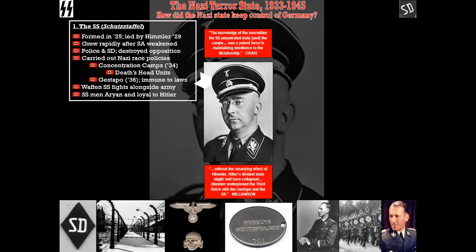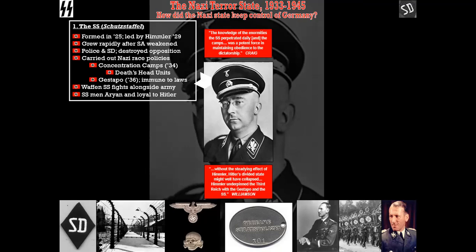By now, you should be guessing about one of those images and where they go. The Gestapo, the Geheimstaatspolizei, the secret state police, was set up in 1936 as part of the SS, and they are immune to most laws. They can do what they want. The Waffen-SS was separate too, but fought alongside the German army, the Wehrmacht, in the Second World War, and toward the end of the war, almost the same size.